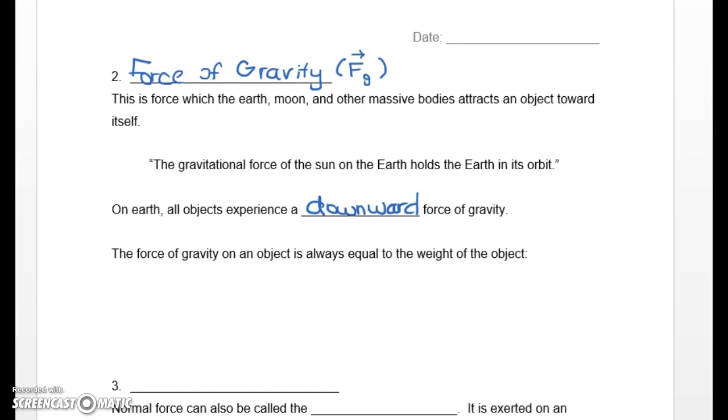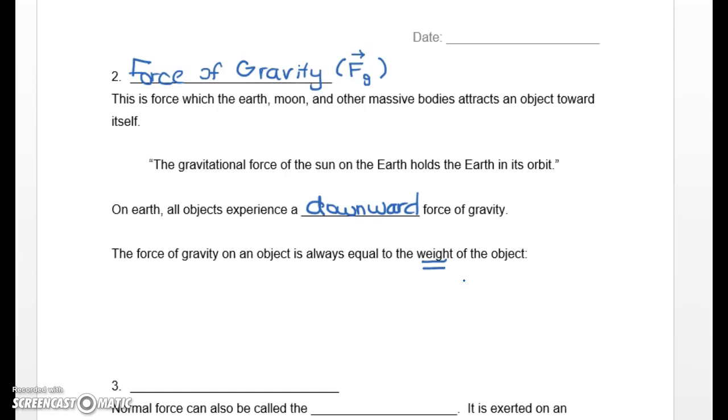The force of gravity on an object is always equal to the weight of the object. So this one is really important: we're talking about the weight of an object, how much force is being applied to that object. This is a bit of a new term in physics. So far we've talked about what mass is, but we haven't talked about what weight is. Some people commonly think of weight and mass as the same thing, but they're actually two different definitions. Weight is the force of gravity acting on an object.